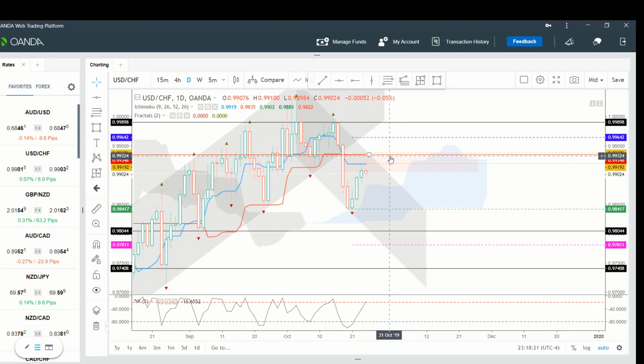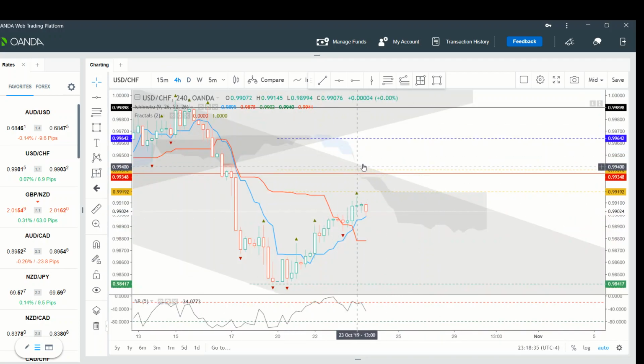Not a price entry, but a price alert right here at the 0.9938348 level. I have a price alert right there just so I can know, hey, price is up in this area. Let's go to our 4 hours and see what it looks like. Boom, we got a rejection.